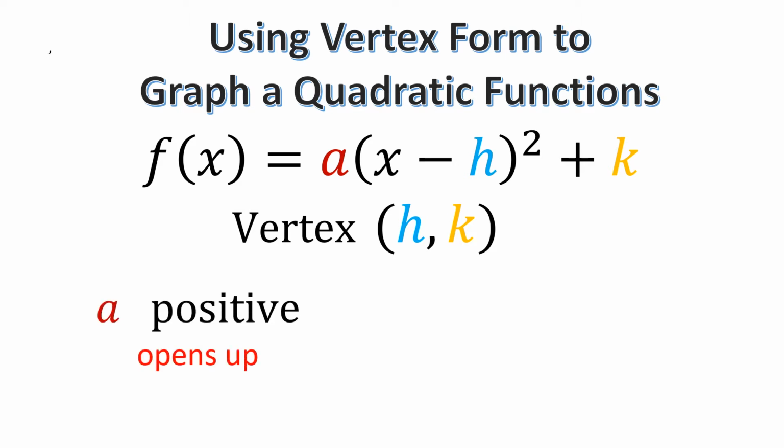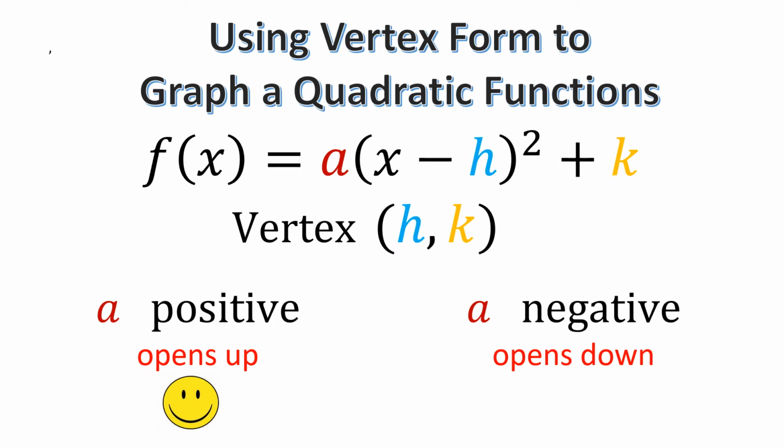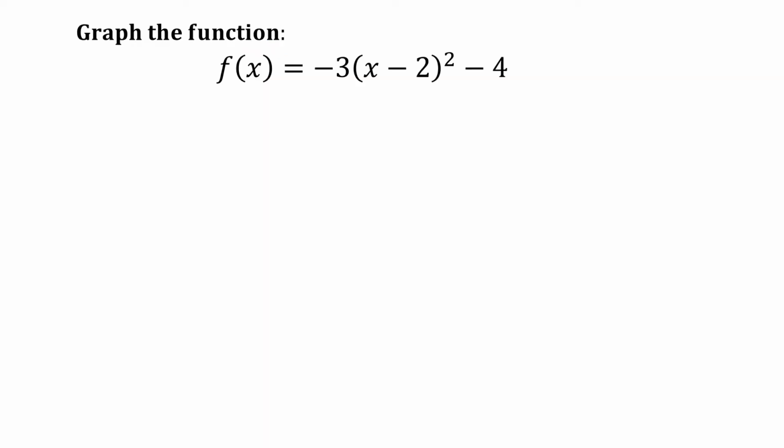Remember, if a is positive, then the parabola is going to open up. You get a smile. If the parabola is opening down, that means a is negative, and you get a frown. Now let's look at the first function that we're going to graph today, which is f(x) = -3(x - 2)^2 - 4.